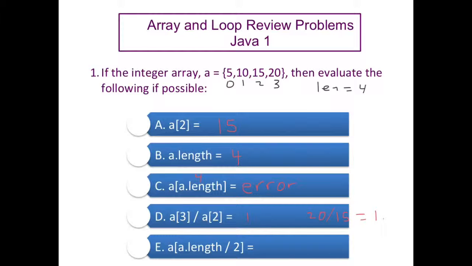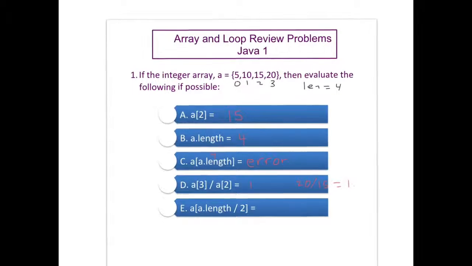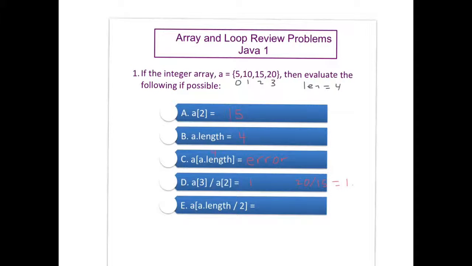And finally, to look at question E, just pan out a little bit here, to answer A sub A dot length divided by 2, well, our length we saw was 4, and when we divide that by 2, of course, we get 2. So this question is really just asking what is A sub 2, and that, of course, is 15. We saw that earlier. So that takes care of the first question, all of the parts.